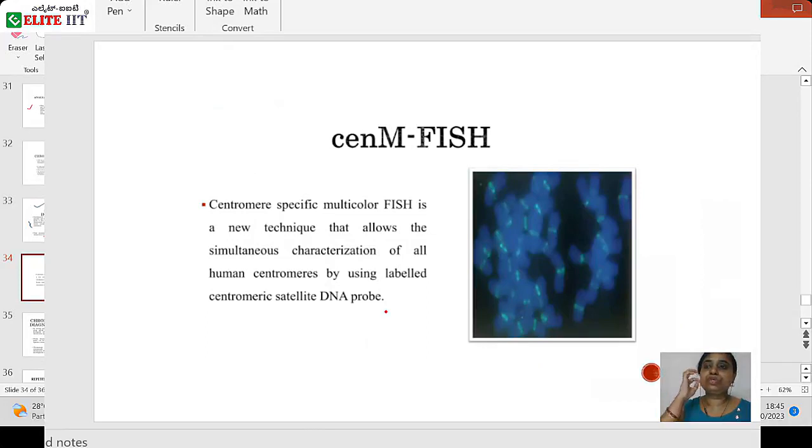Total chromosome 23 pairs. So already a probe sequence is there against the separate centromere. So you can use that and identify all the sequences together.